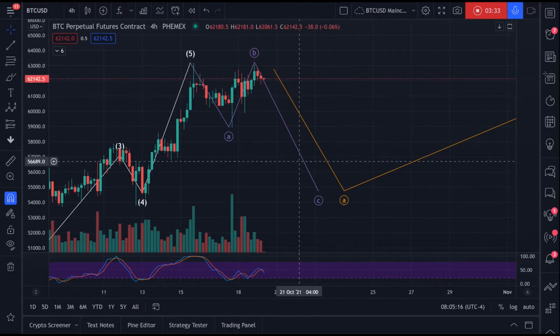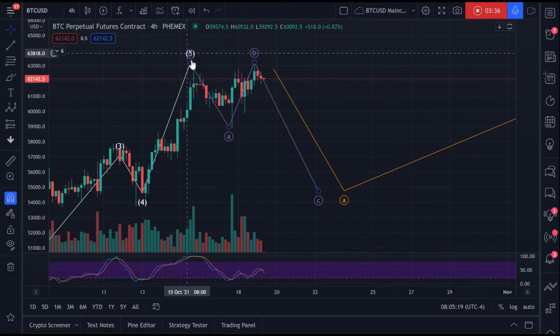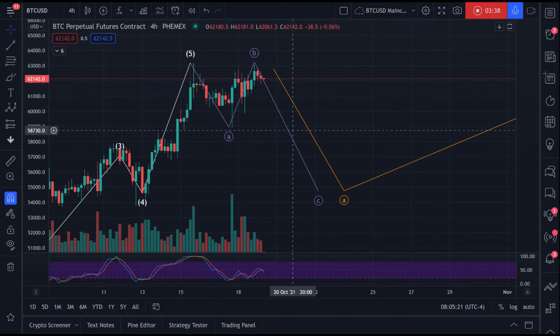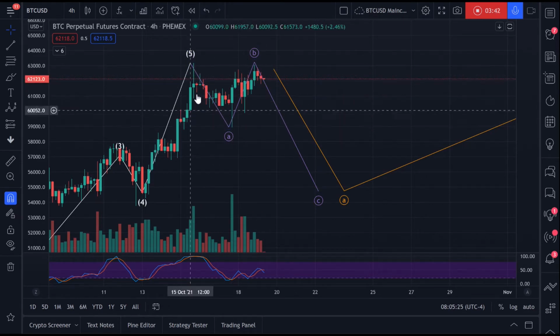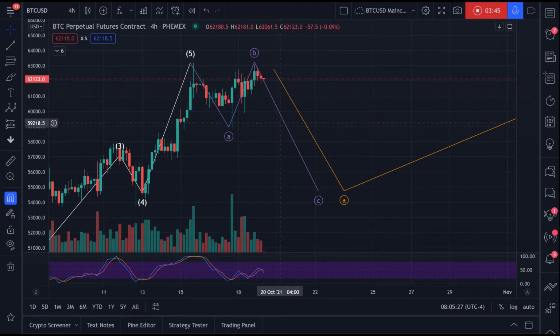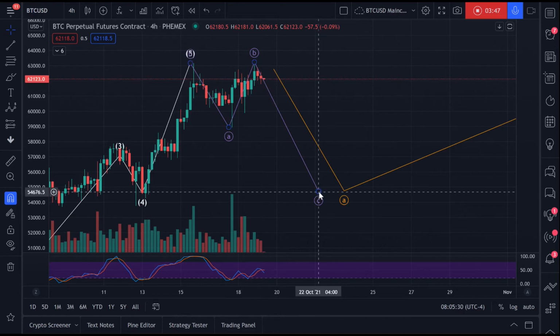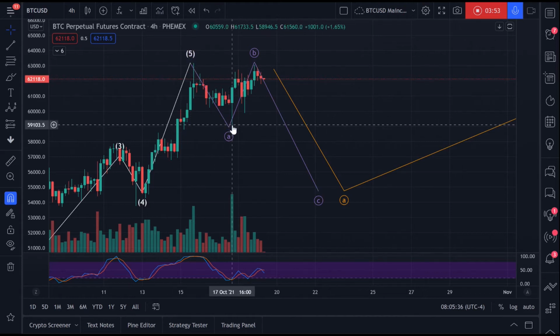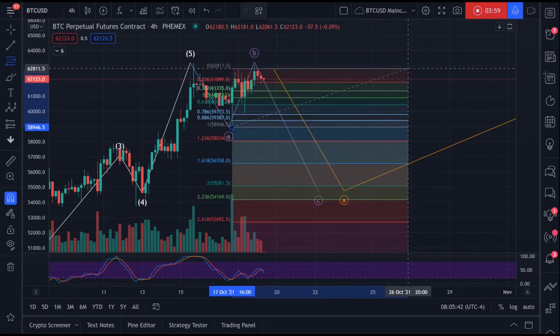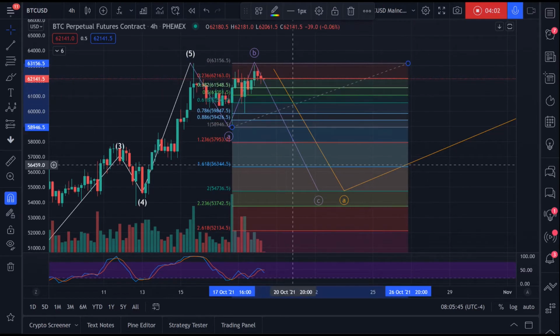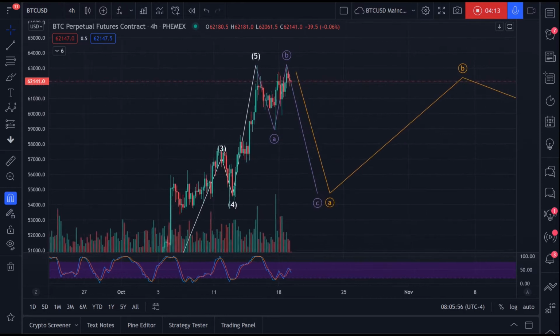And now you're going to get your C wave, which is typically 100 or 123.6% of the A wave. But here you have what we call a double top. And so you're going to get at least a 200% correction right here, 200% of the A wave. So if you take your fibs and you start from the bottom of the A wave to the top, your target is 54,736 on this chart. So it's about 55K is what we're expecting before a reactionary bounce, right?